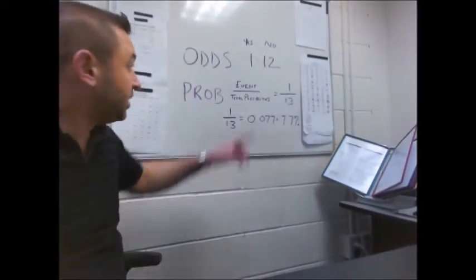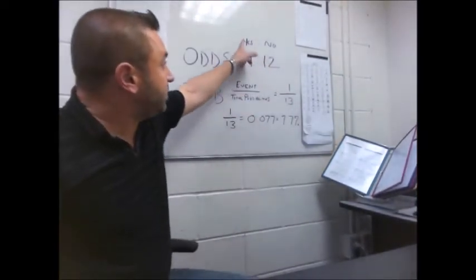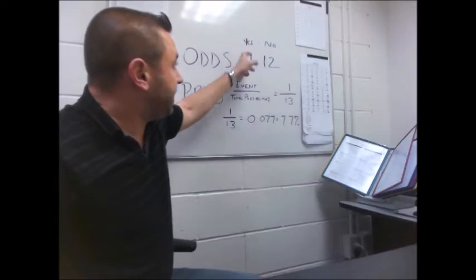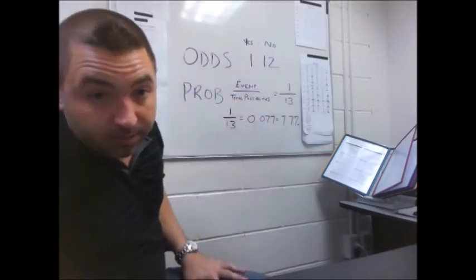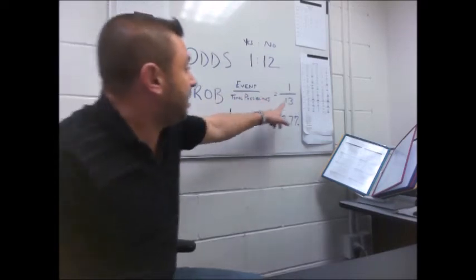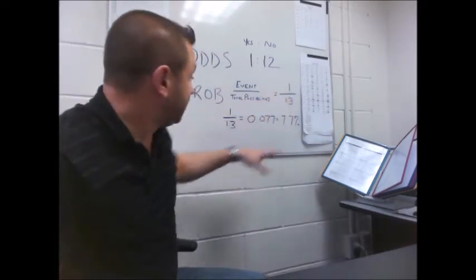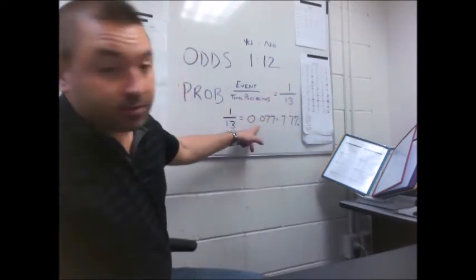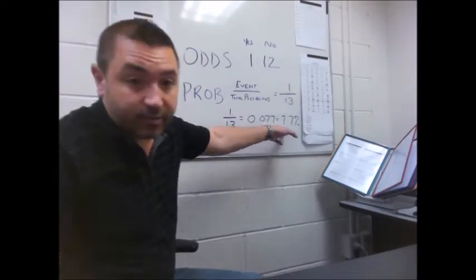I do have it on the board here too. So odds 1 to 12, so it's yes to no, and then with probability, it's the event versus the total possibility of events, which would be 1 to 13. 1 over 13 equals 0.077 equals 7.7%. Okay, back to the cards.